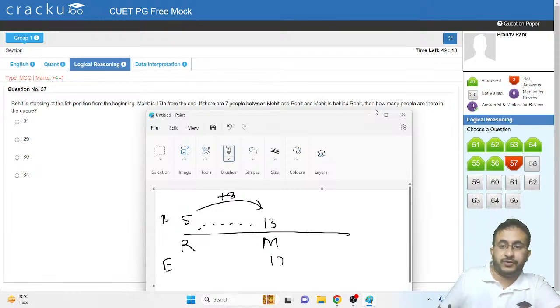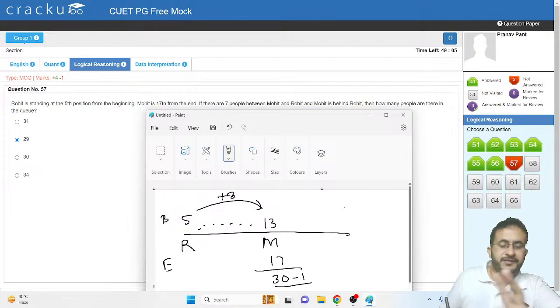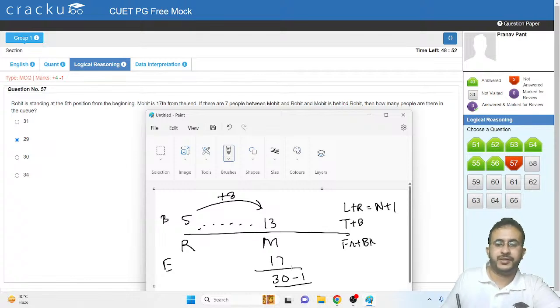Okay. Now, how many people are there in the queue? So in all such questions, always remember, for these left-right type questions, the sum of the ranks from left and right is n+1. Whether it is left-right, top-bottom, or front-back, the total is n+1. So the total is 30. So there are 29 people.